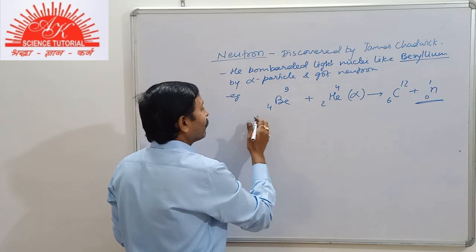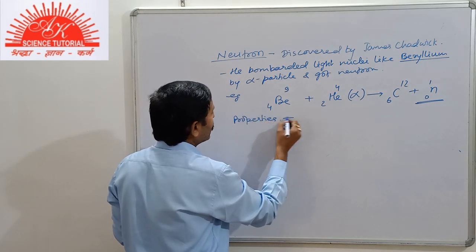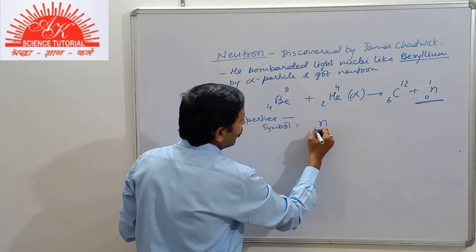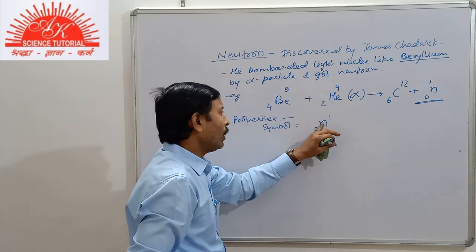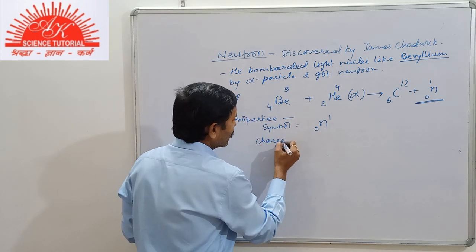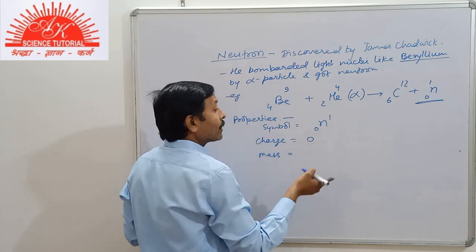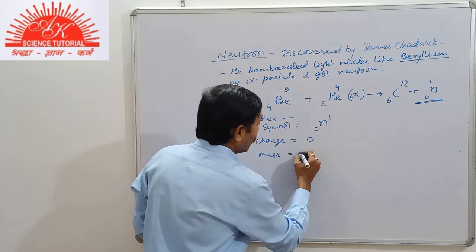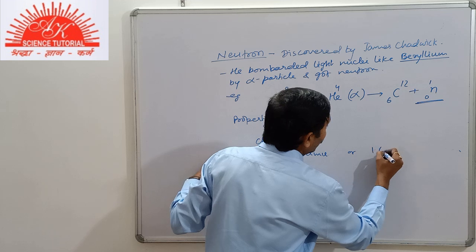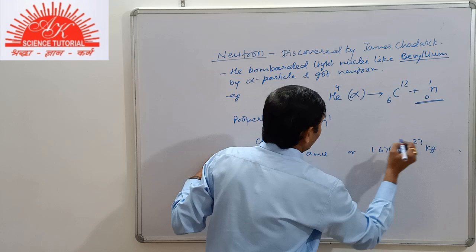Now if you study its properties, similar to the other initial topics, its symbol is written with 0 and 1. This is the symbol, this is the charge, this is the mass. So again, charge 0 and mass similar to that of a proton, that is 1 u or 1.676 times 10 to the power minus 27 kg.